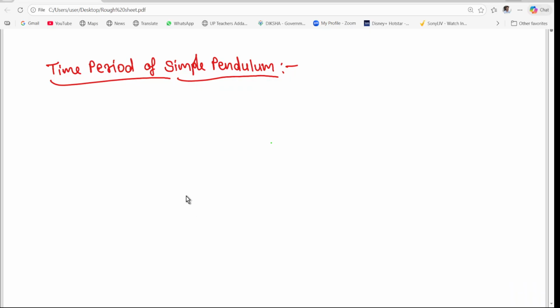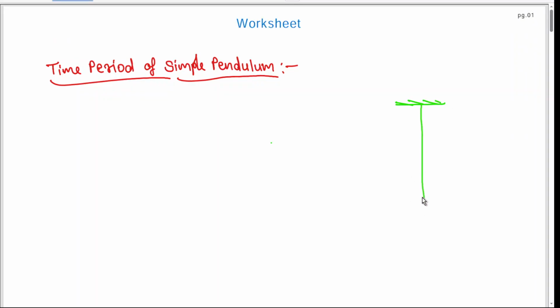Hello students, in this session we are going to study the simple pendulum, and here we will find the expression for the time period of the simple pendulum. So here I am drawing one simple pendulum. Let us consider the length of the string of the simple pendulum is L and one bob of mass m is given.